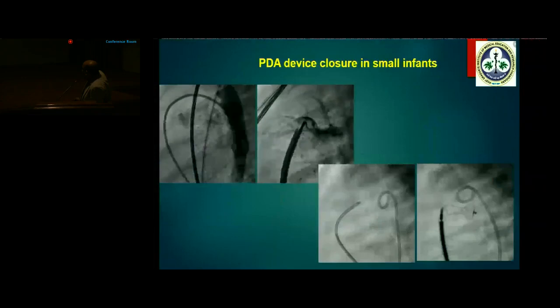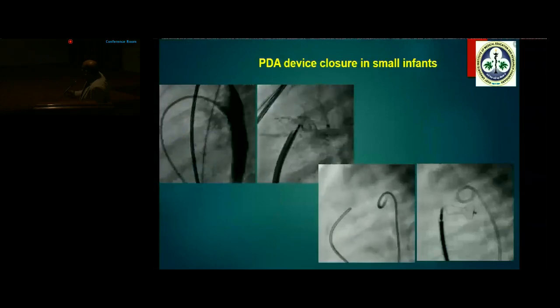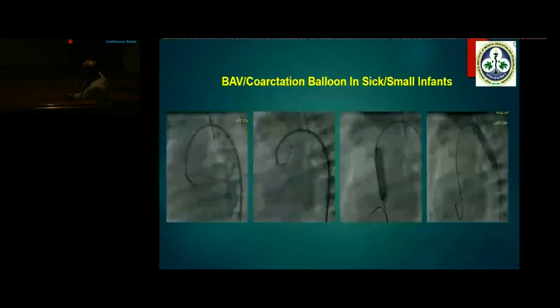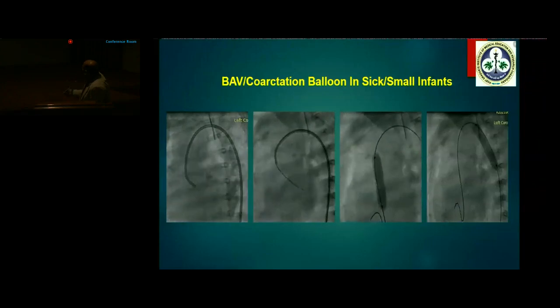This is the aorta, that is the pulmonary artery, that is the PDA, which is closed with both artery and venous access. So as you can see, this is the bicuspid aortic valve, hardly opening, no aortic regurgitation, non-dilated ascending aorta, crossed with the 0.014 wire and balloon dilatation. And this is coarctation dilatation.